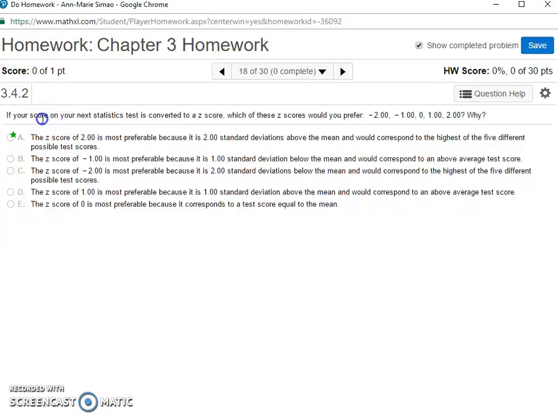So if your score in your next statistics test is converted to a z-score, which would you prefer? Would you rather be below the mean by 2 standard deviations, 1 standard deviation below the mean, at the mean, 1 standard deviation above the mean, or 2 standard deviations above the mean? Well, you would want to be 2 standard deviations above the mean, +2, because that means that you have one of the higher scores on that test.